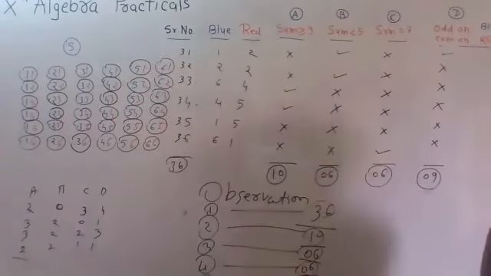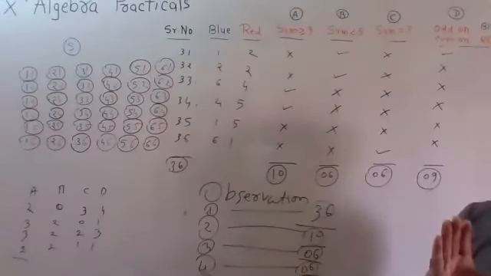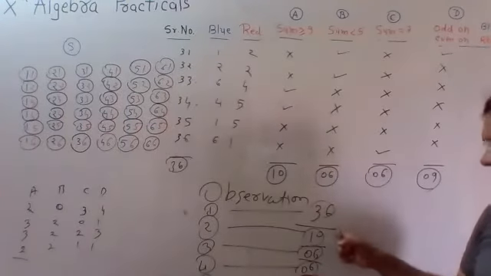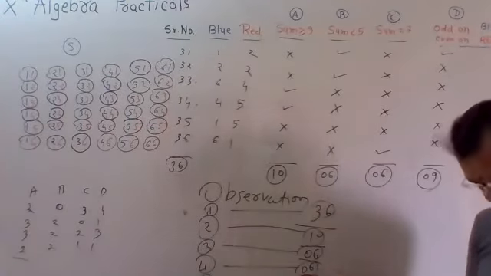See observation. There are 5 answers you have to write. 36. Then only 6. Then 30. Sorry, 36. 10. 6. 6. 9.